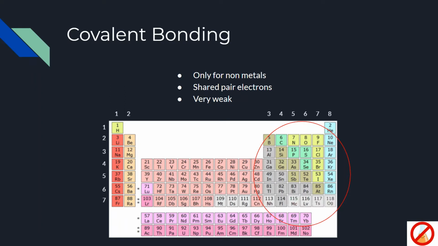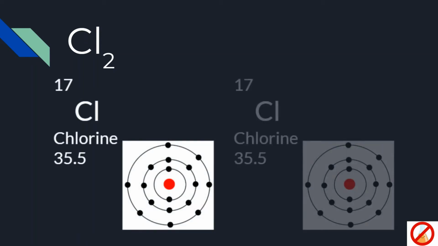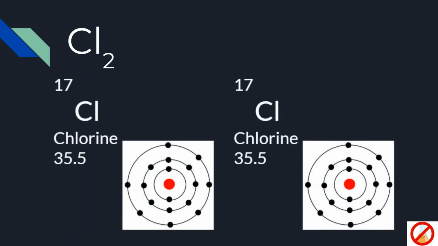It's only for non-metals bonding with non-metals, and there will be a shared pair of electrons, and the forces are really weak between the molecules. So these are the three rules of covalent bonding. Then we also mentioned an example of Cl2, which is chlorine itself. Cl2 is just two chlorines bonded together by a covalent bond because they are two non-metals. So here we have two chlorines. Then we will have to bond these together.